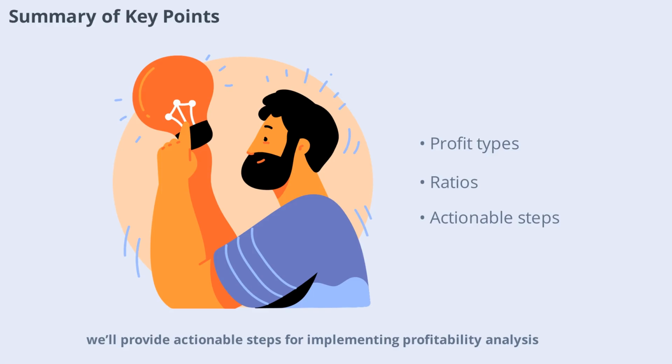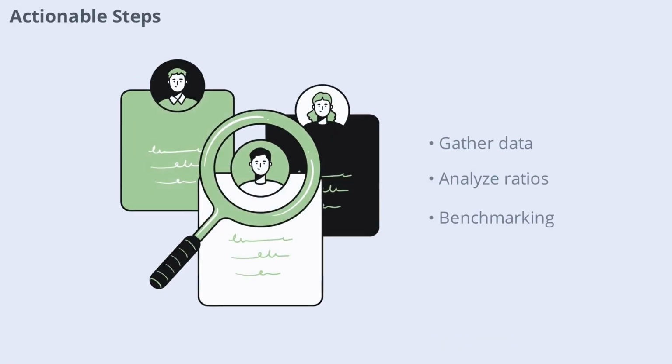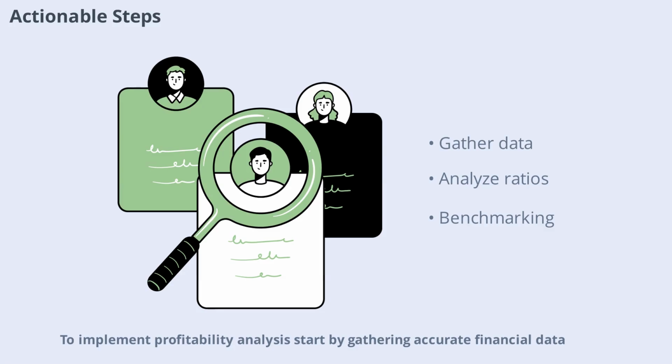In the next scene, we'll provide actionable steps for implementing profitability analysis. Implement profitability analysis. Start by gathering accurate financial data. Calculate gross, operating, and net profit, then analyze key ratios. Regularly review your cost structure, pricing strategies, and operational efficiency. Benchmark against competitors and use insights to drive improvement.